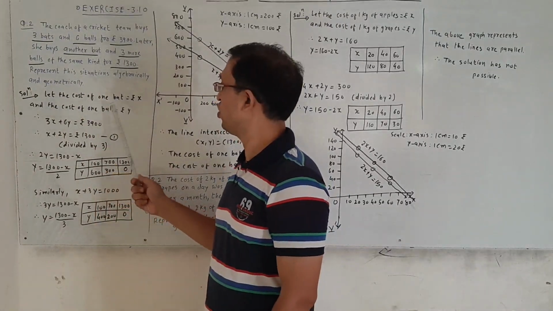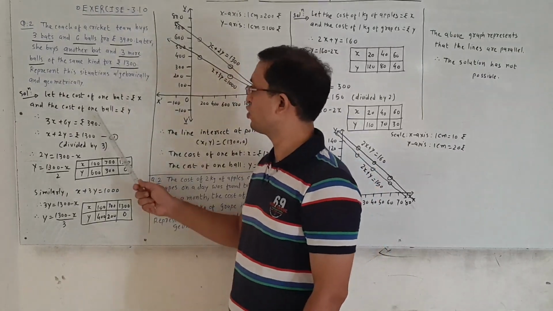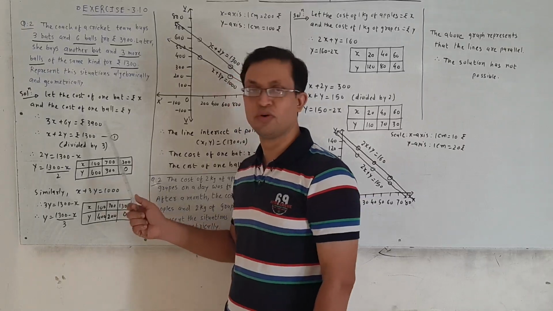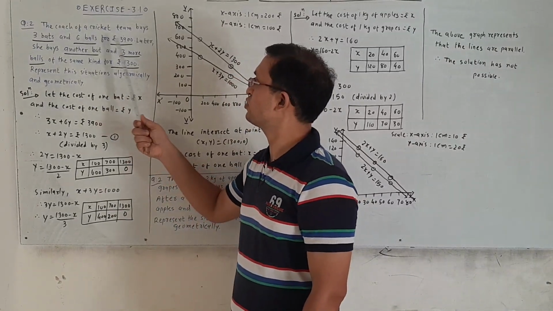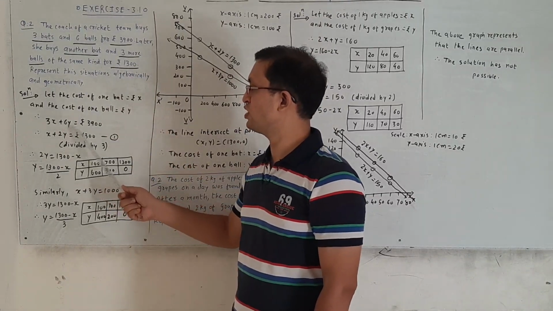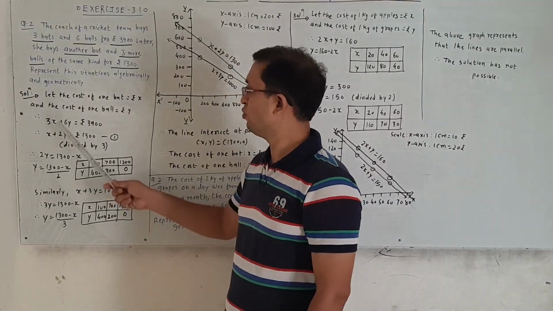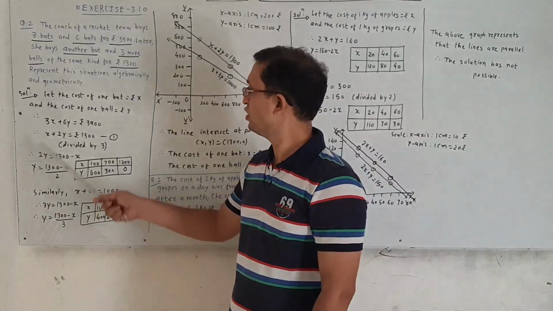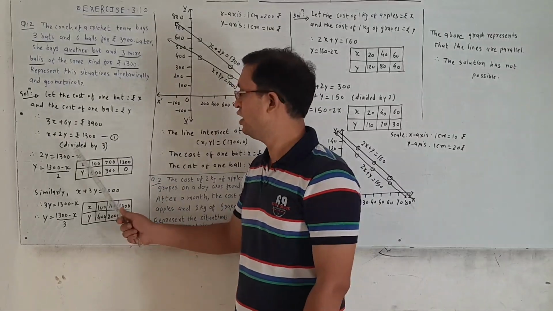Let the cost of one bat be rupees x and the cost of one ball be rupees y. Therefore, the first equation is 3 bats and 6 balls equal 3,900, that is 3x plus 6y is equal to rupees 3,900. The whole equation is divisible by 3. Therefore, x plus 2y is equal to 1,300.